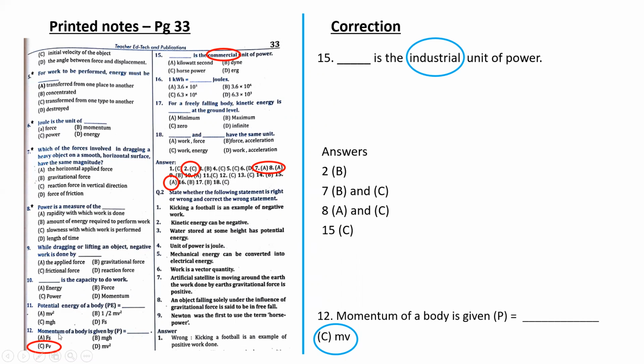For question 12, on the same page, it is given as momentum of a body is given by P equal to dash. And option C is a correction to be done. The option C should be mentioned as MV. Make that correction for option C.